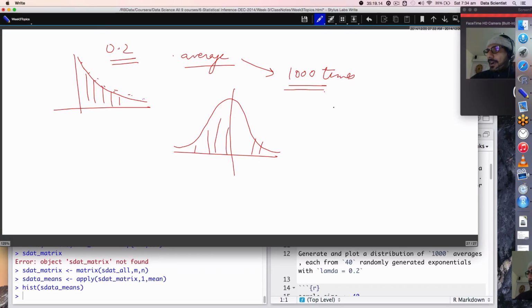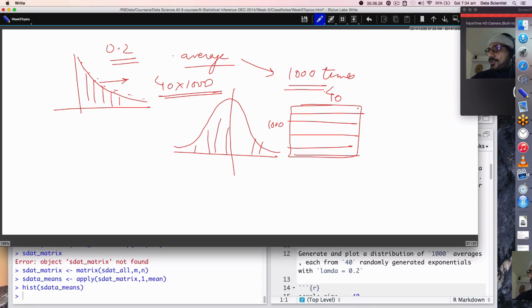Because I'm creating the data randomly, I can create 40 into 1000 times the data. Then I put it into a matrix, right? I say 1000 here, 40 here, all right? And then I do the apply function, and what the apply function does is it works on each of the rows. So it will pick up this row and sum all these values. Okay, so 40 values are summed up. Rather, I'll take the average of these 40 values. What I get is effectively the same experiment repeated 1000 times. So I straight away get 1000 values.